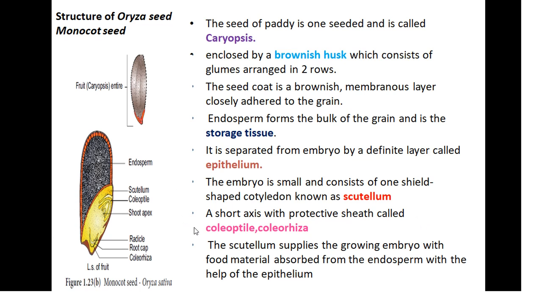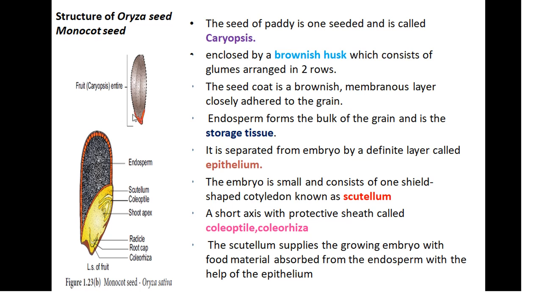A short axis with protective sheaths is called coleoptile and coleorhiza. What are coleoptile and coleorhiza? These are the protective sheaths. They protect the radicle and root cap. You know that the radicle later becomes a root. The root will always be covered with a root cap, and the root cap is also covered by the coleorhiza.